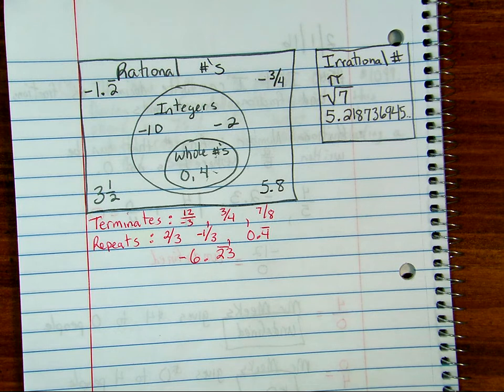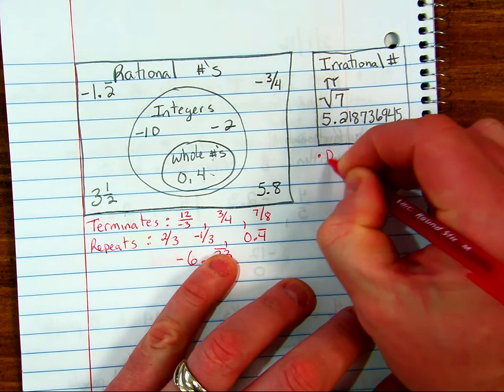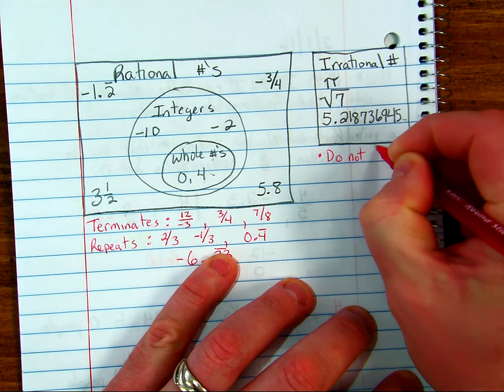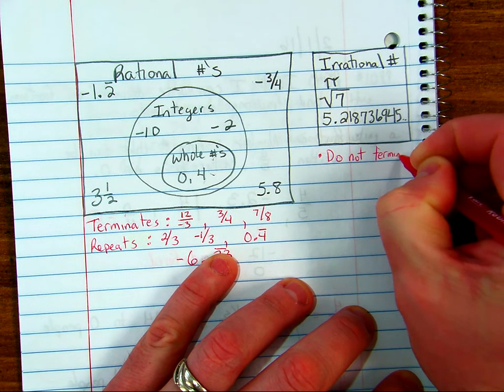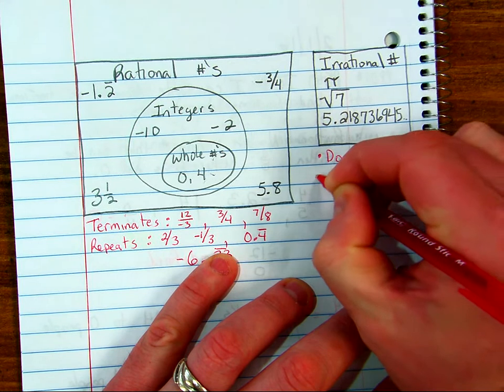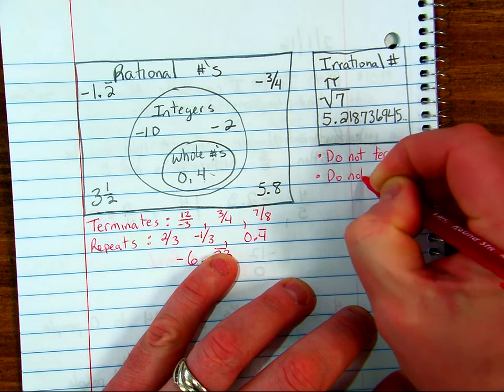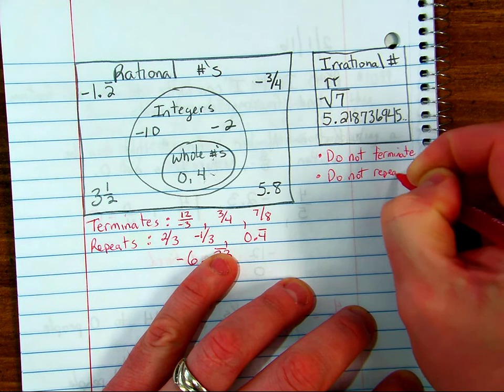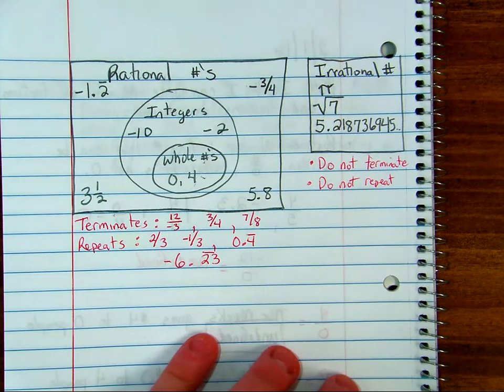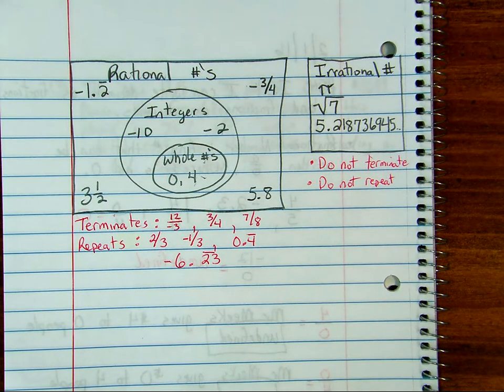Irrational numbers do not terminate. Irrational numbers do not repeat. That's why pi is an irrational number. Pi does not terminate. It goes on forever. It also never repeats. All of the numbers that are the value of pi are different. There's no pattern. It's just random numbers.